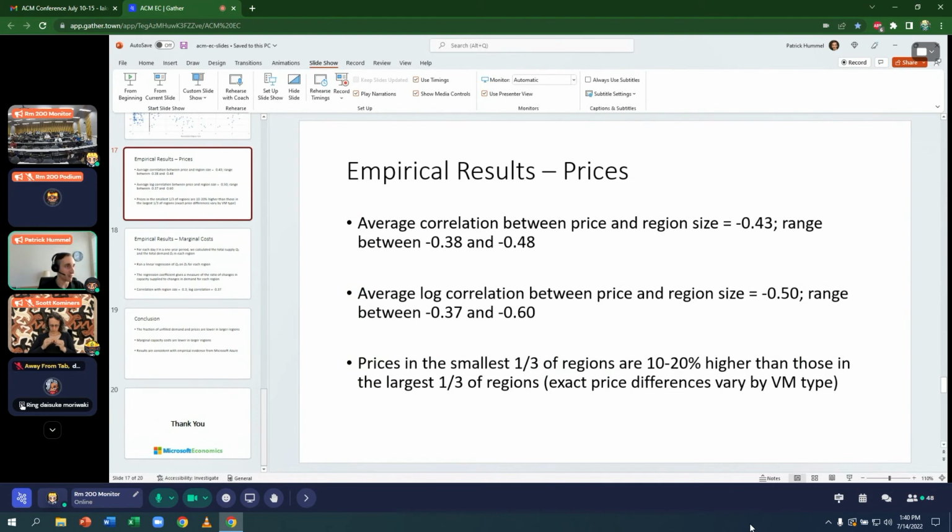And the results for each of the 6 particular VM types we considered are very close to these overall averages. And then finally, we found that the prices in the smallest third of regions are about 10 to 20% higher than those in the largest third of regions. And so we think these results are broadly consistent with our theoretical finding that the cloud provider will use lower prices in larger regions.